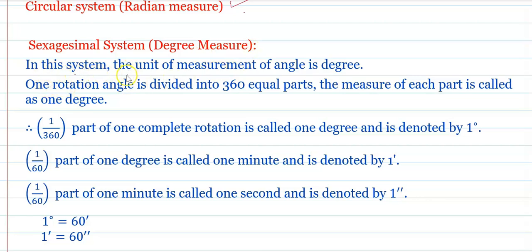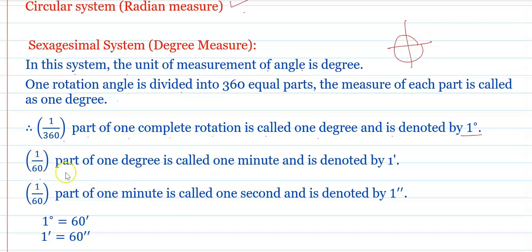In this system, the unit of measurement of angle is a degree. One rotation angle is divided into 360. If there is one complete rotation, it is divided into 360 equal parts. The measure of each part is called 1 degree. That is, 1 upon 360 part of one complete rotation is called 1 degree and is denoted by 1 degree.